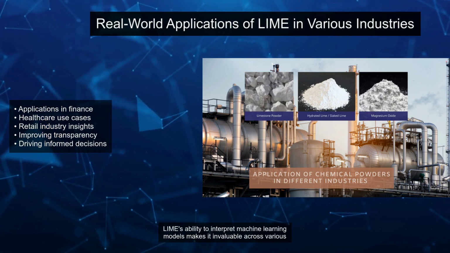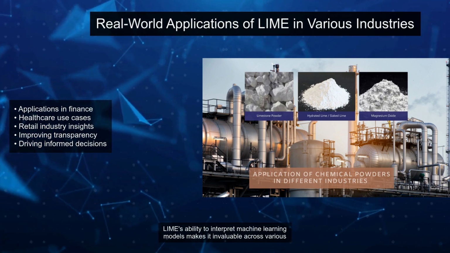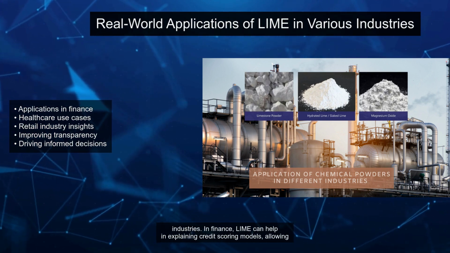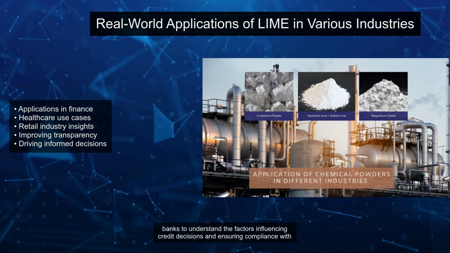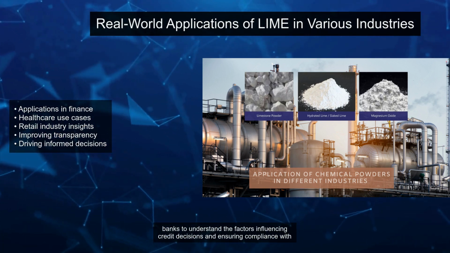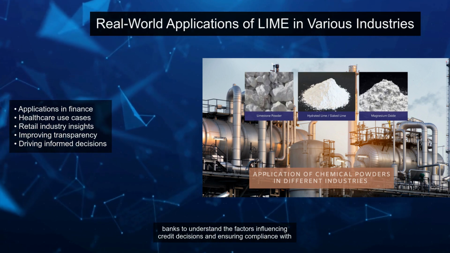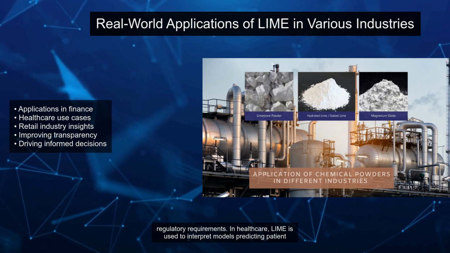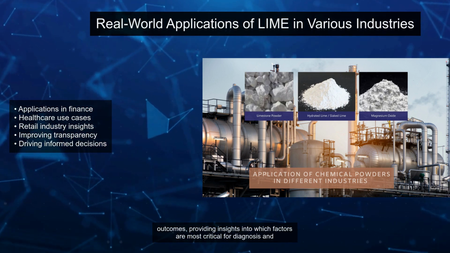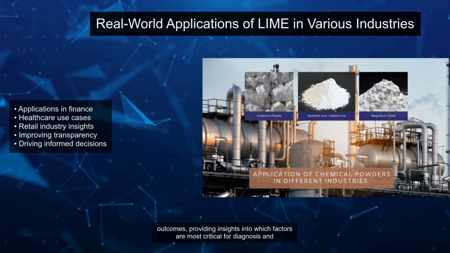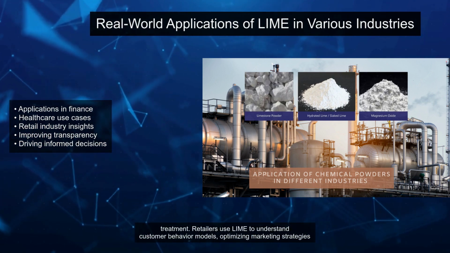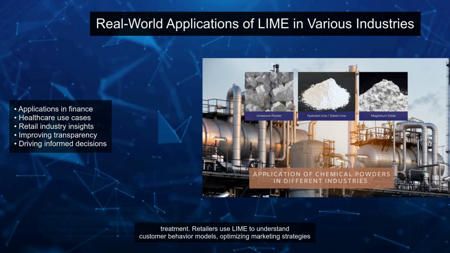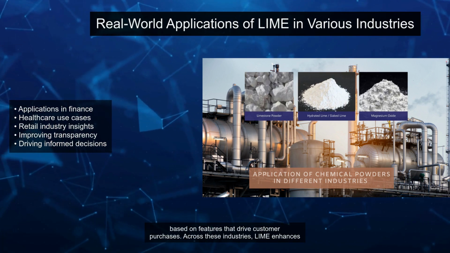LIME's ability to interpret machine learning models makes it invaluable across various industries. In finance, LIME can help in explaining credit scoring models, allowing banks to understand the factors influencing credit decisions and ensuring compliance with regulatory requirements. In healthcare, LIME is used to interpret models predicting patient outcomes, providing insights into which factors are most critical for diagnosis and treatment. Retailers use LIME to understand customer behavior models, optimizing marketing strategies based on features that drive customer purchases.